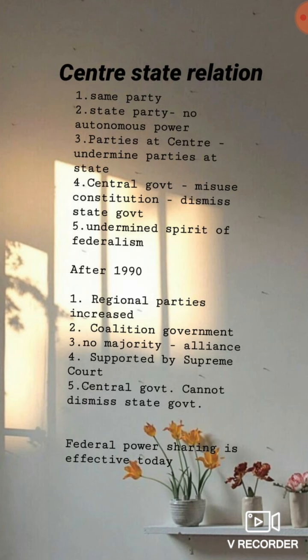But after 1990, what happened? A large number of regional parties started to develop, so the votes are getting split. No party got a majority of votes. Because of that, the parties started to make alliances, and thus the national party started to join with the state parties, and they are entering into coalition government. And now the Supreme Court is also supporting this particular decision, and now the central government is facing a lot of difficulties to undermine the powers of the state party, right? So this proves that federal power sharing is very strong today compared to the previous time. Are you clear with this, children?